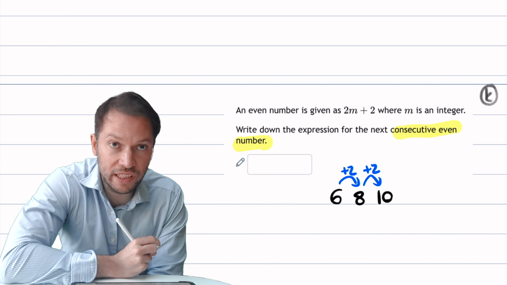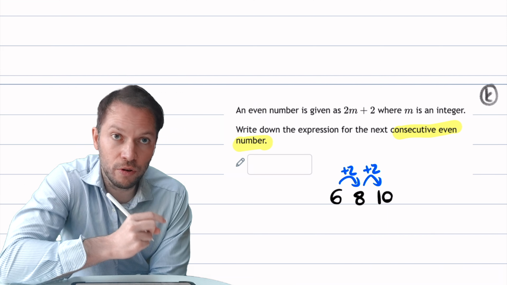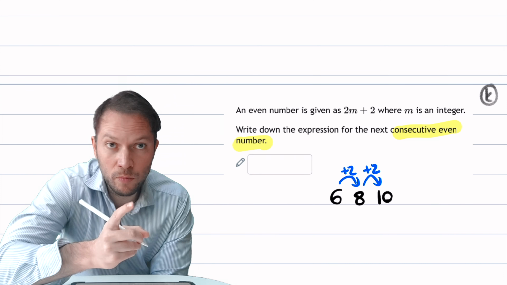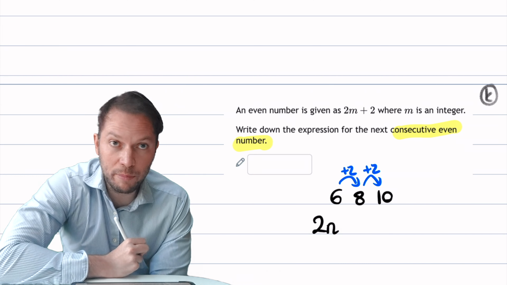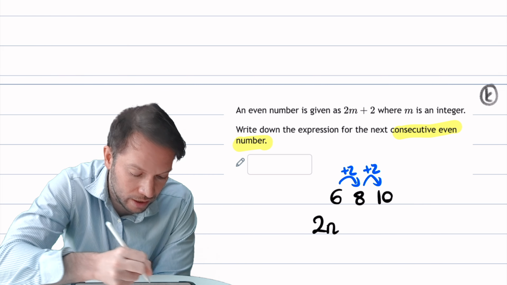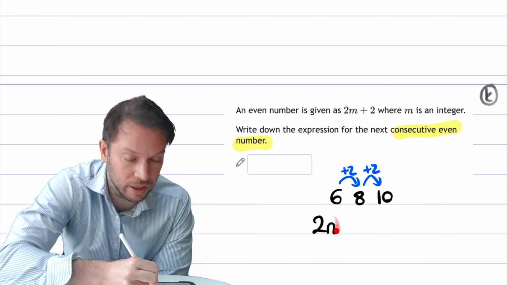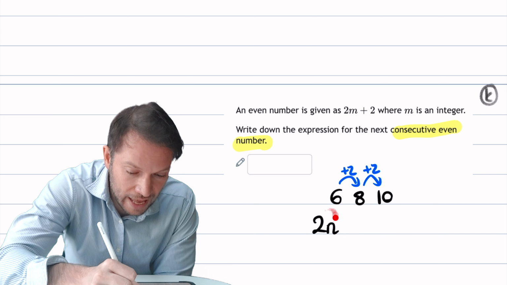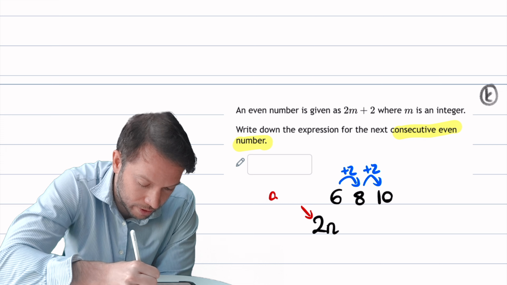Now, we previously saw that any even number can be represented as 2 times something. So, for example, if n was a whole number, any whole number, then 2 times n would represent just any general even number. So if n was, say, 3, you'd have 2 times 3, which is 6, which is even. If n was 5, you'd have 2 times 5, which is an even number. So basically, you can represent any even number as 2 times something. So this is any even number.